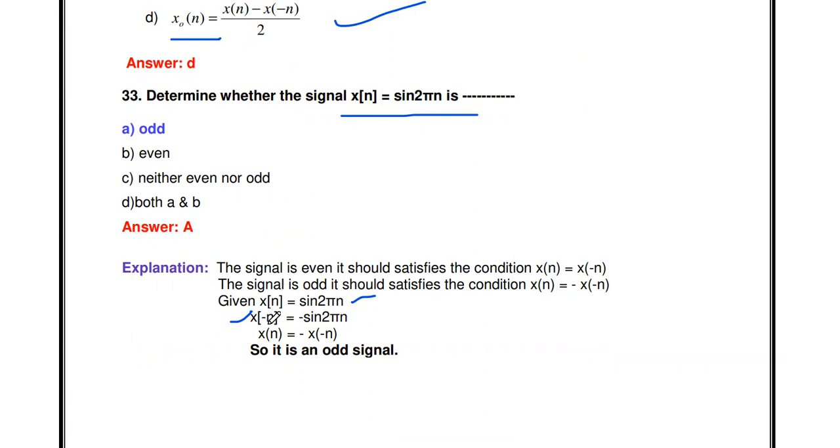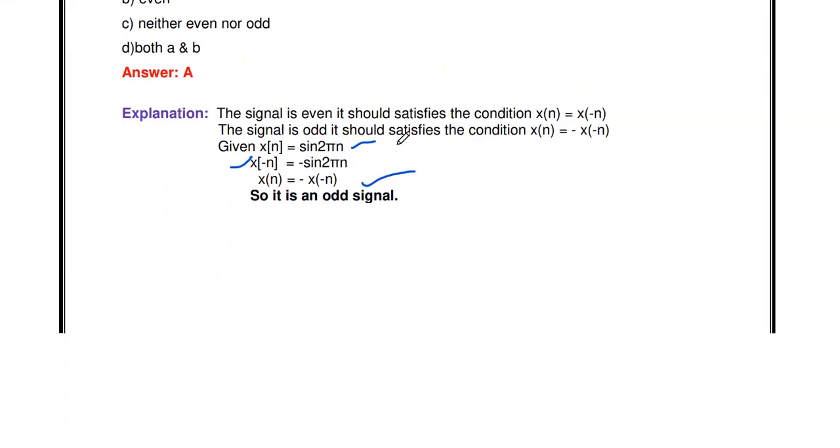Okay. So here you check whether x of n and x of minus n are equal or not. Not equal, one minus came. So what is the condition? The given signal satisfies the condition x of n equal to minus x of minus n. So this is the condition to check that the given signal is odd. So the given signal is an odd signal. Okay, if x of n and x of minus n are equal, it means even. If x of n equal to minus x of minus n, it means odd. So the sine signal is an odd signal.